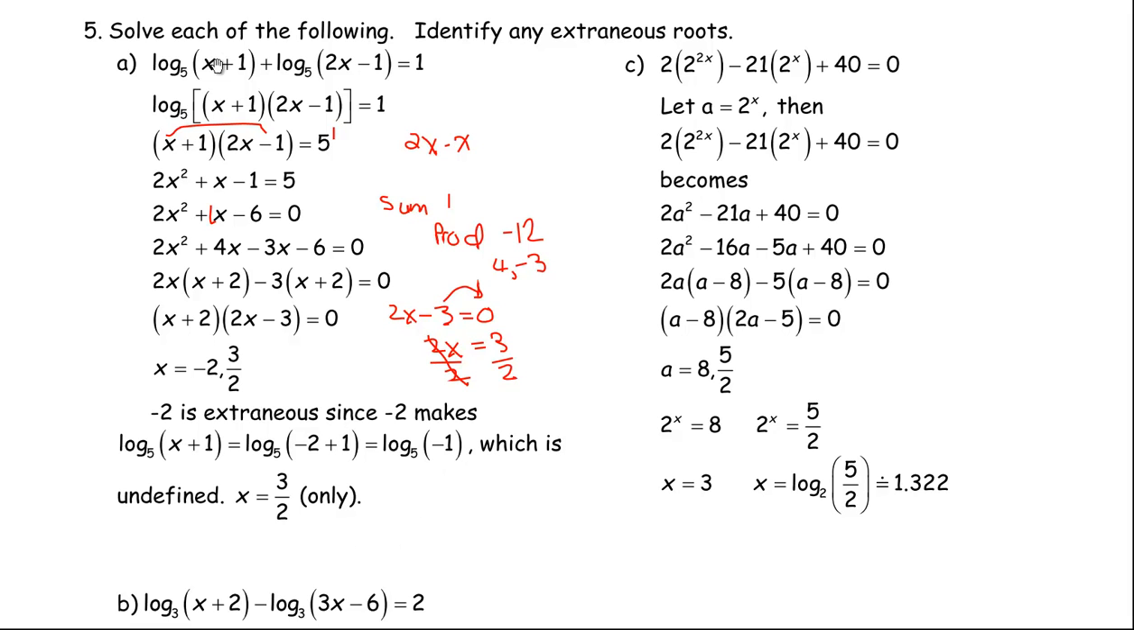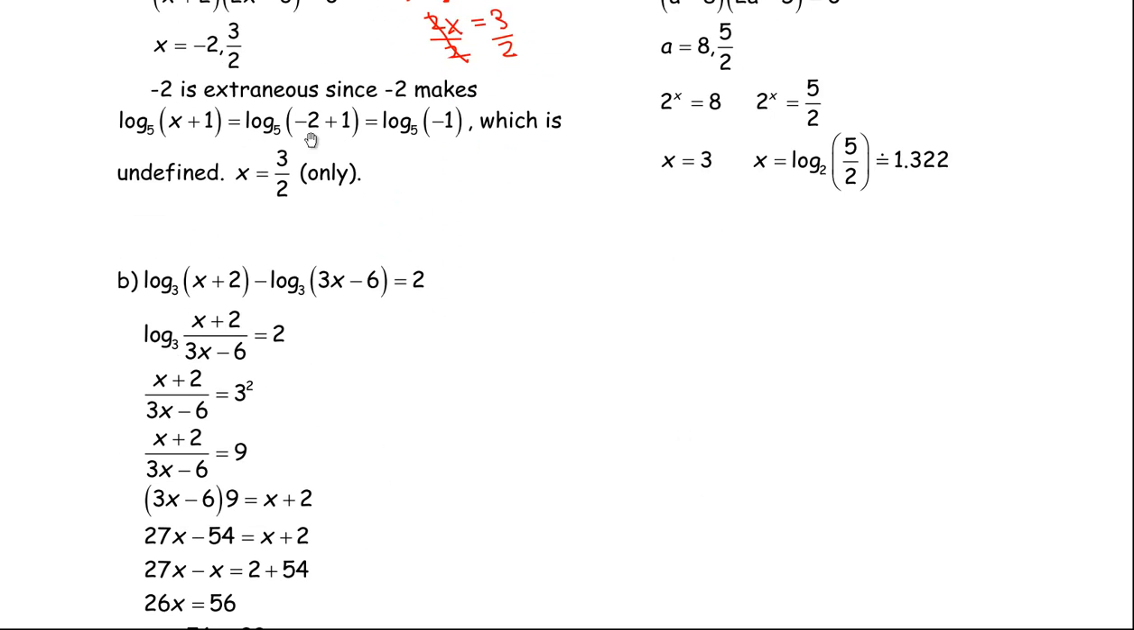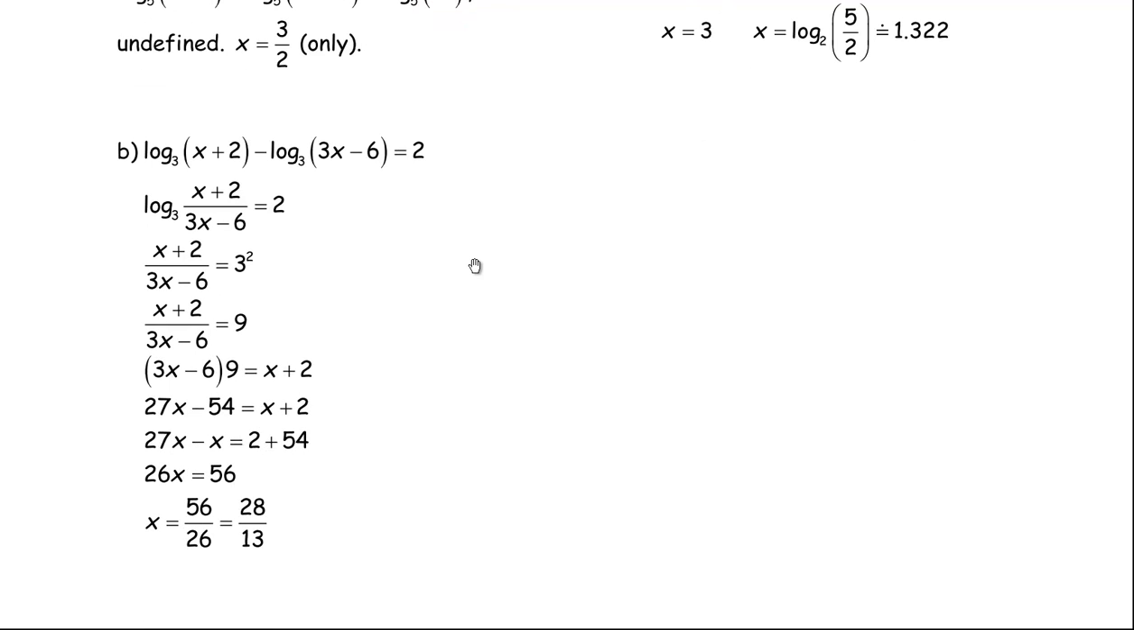If I put 3/2 in here, 3/2 plus 1 is a positive value, so I can take the log of it. If I do 2 times 3/2, that's actually 3, minus 1 is 2. That's also a positive value, so I can take the log of it. And so 3/2 works. It's okay. But the negative 2 actually makes both logarithms take the log of a negative, which you cannot do. You only really need to write one of these, even though it's actually undefined in both logarithms.